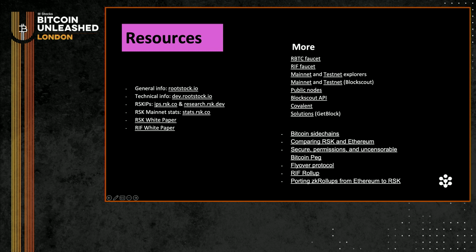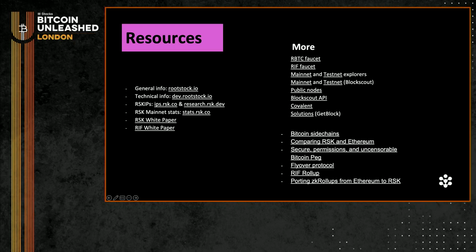On the upper right, you have the developer resources, basically the faucet if you want to test RBTC or test Rif. We have two sets of explorers, the legacy ones, which are the ones that we implemented and still support, and also now a Blockscout flavor for the same explorer. You have the list of public nodes if you don't want to instantiate one for your testing, and also the APIs for Blockscout and Covalent. The last link is for all the solutions that we have available on Rootstock. GetBlock is just one example. It's a node as a service solution.